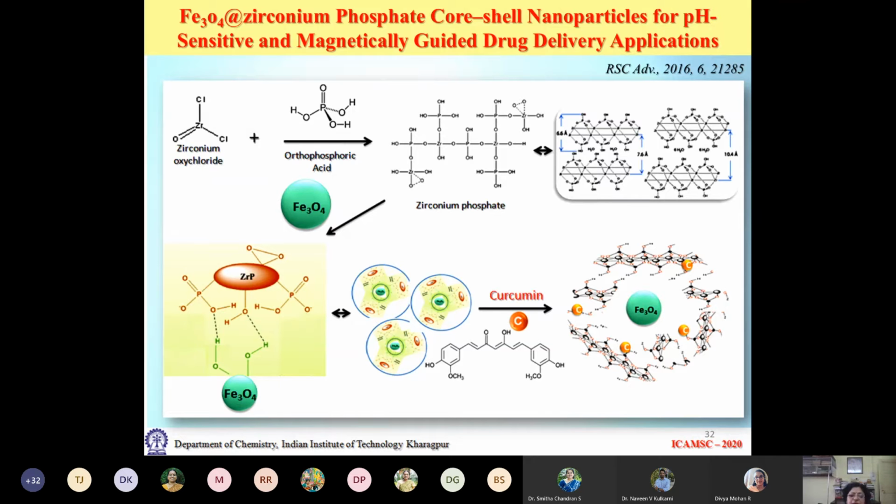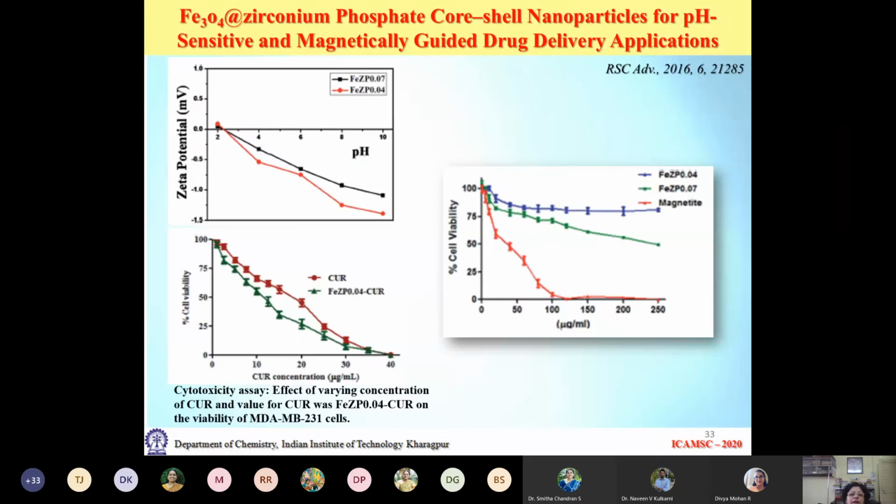So we have just studied the drug release of curcumin when you have a structure like this generated, a core shell structure with the core being iron oxide and zirconium phosphate being the outer shell. And this is how the release profile shows.